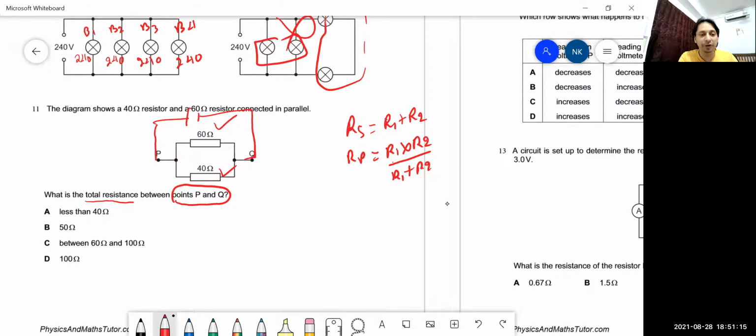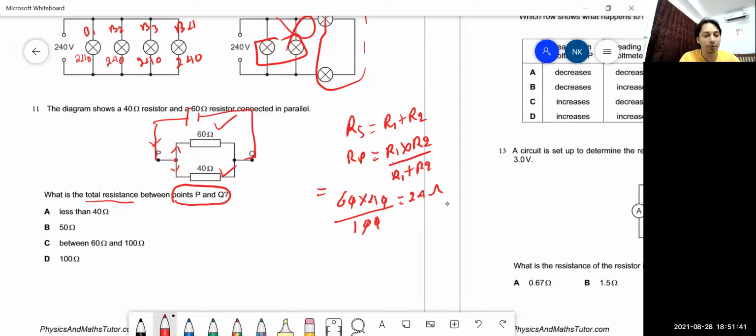Whatever current is generated by the battery, when it reaches the point, it will divide. So you have to identify that this circuit diagram is a parallel circuit. And if they are in parallel, you have to find the total resistance. Use this equation: R1 times R2 over R1 plus R2. Let me take 60 and 40, the sum is 100, 10 cancel, 10 cancel, 6 times 4 is 24. 24 ohm is the answer.